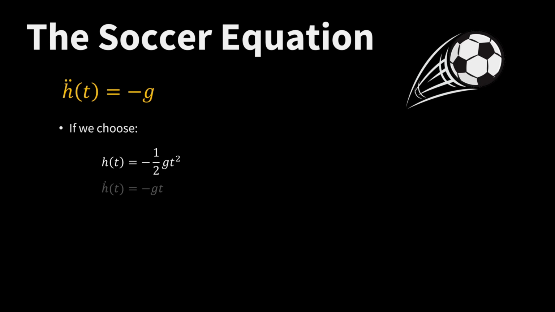Let's see why. Let's differentiate once. t squared turns into 2t and the 2 cancels. So the first derivative is minus g times t. Let's differentiate this function again. The derivative of t is just 1, so the second derivative of h is minus g, exactly what we want.